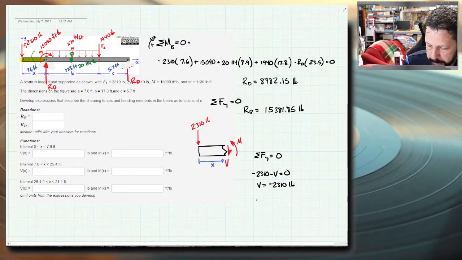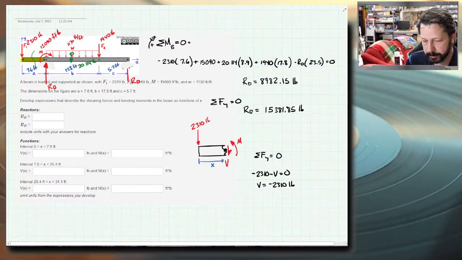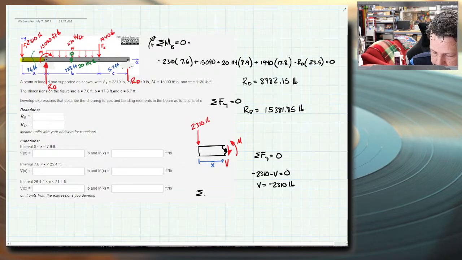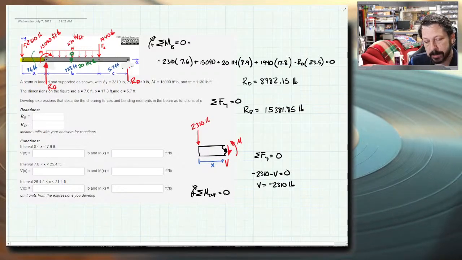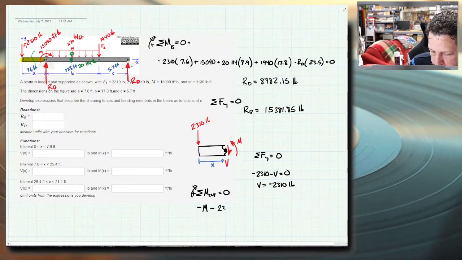If we make a point right here on the cut surface of our free body diagram and do moments about that point, I've got V does not create a moment. M is counterclockwise. I said clockwise is positive when I wrote the equation down, so that means it is minus M. And then minus 2310 with a moment arm of X equals 0. Move M to the other side so it's positive. So M of X equals negative 2310 times X.